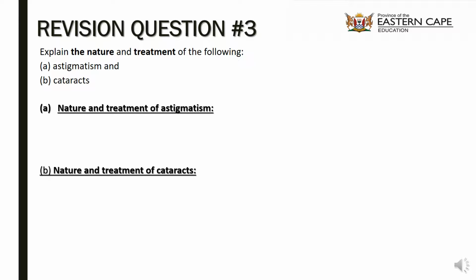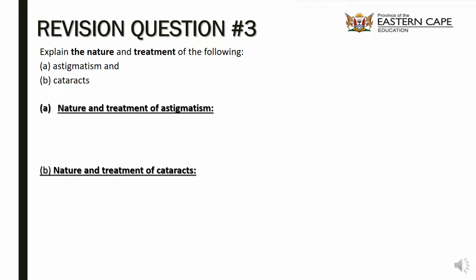Revision question 3. This is quite an interesting question because, well, I suppose you might find this question being given in the form of an essay, which would be good, and you'd need to explain in detail. So explain the nature and treatment of the following: astigmatism as well as cataracts. So we'll deal with each one separately. Let's start. What are the two things that we're explaining? The nature as well as the treatment.